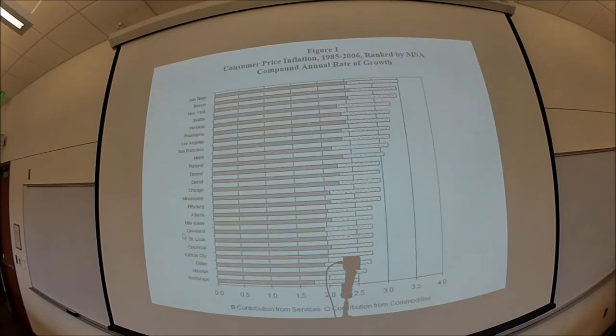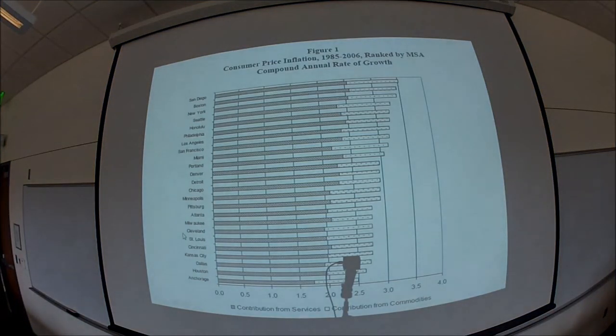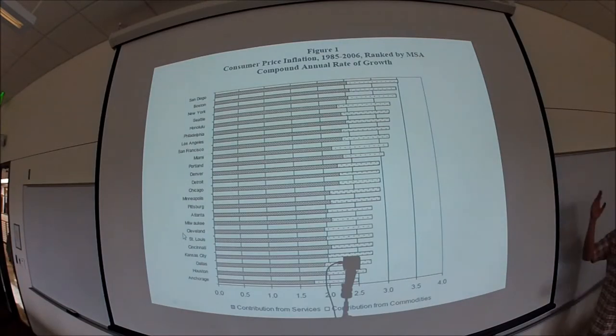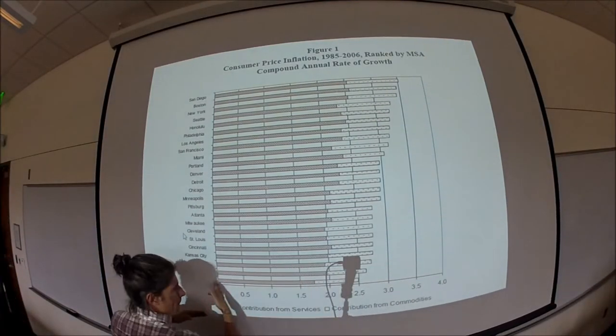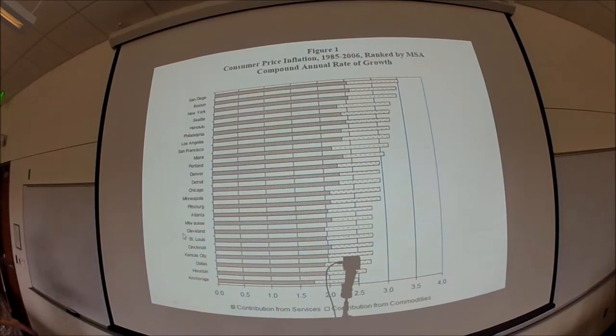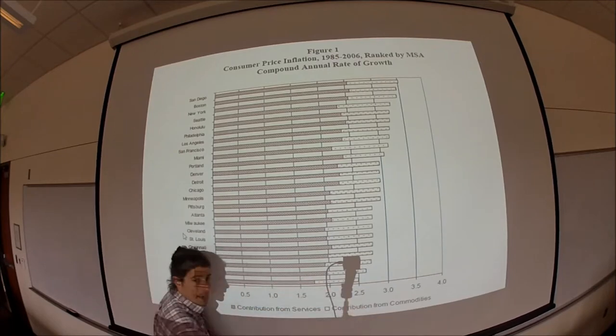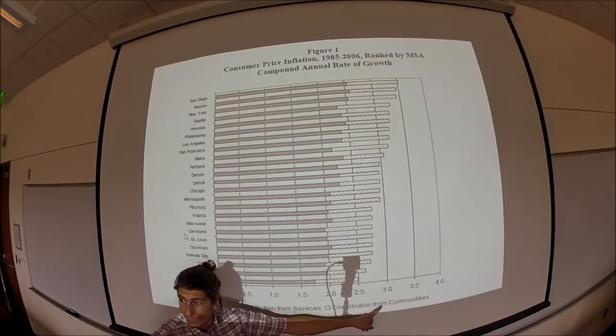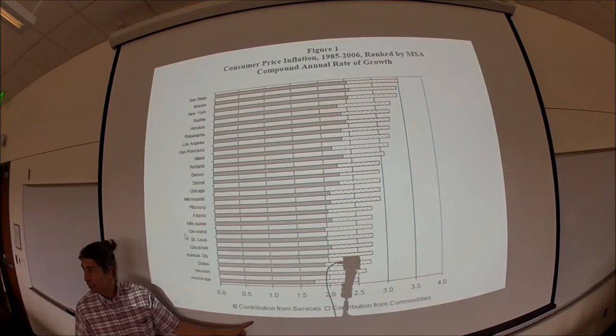Okay, so this was one of the first, I'm going to cut this back a little bit so you can see it better. This is one of the first illustrations from the report. It's CPI broken down by 20 metro region areas and so forth, from 85 to 06, annual rate of growth of the CPI. Now notice each CPI bar is made up of two components. One is services, one is commodities. Commodities being those goods, durable, non-durable. Services being the things Walmart has no control over.